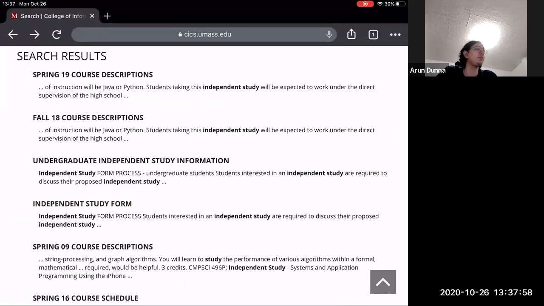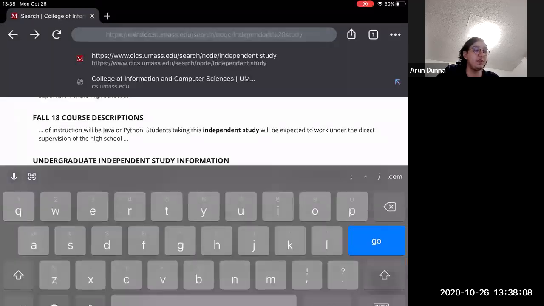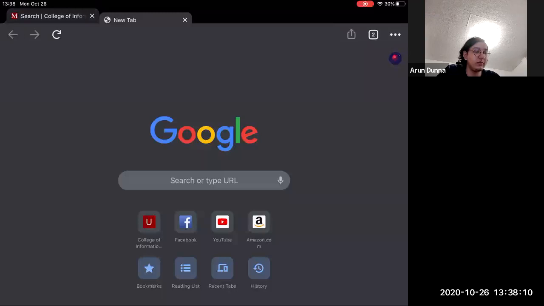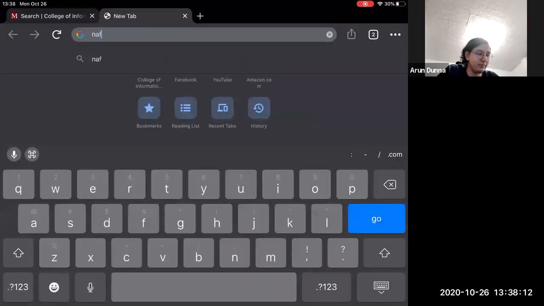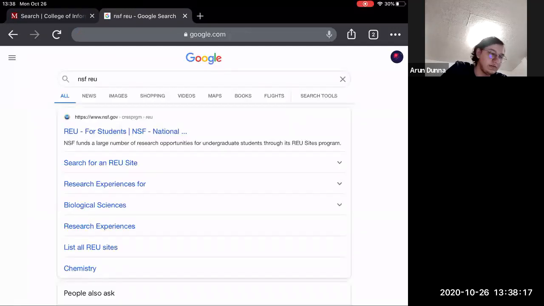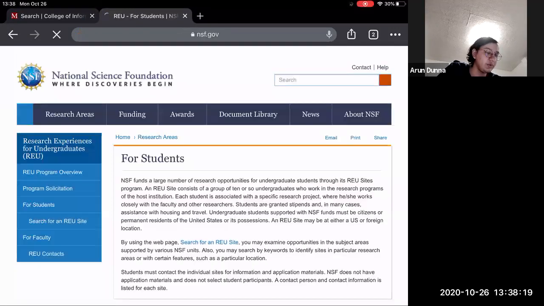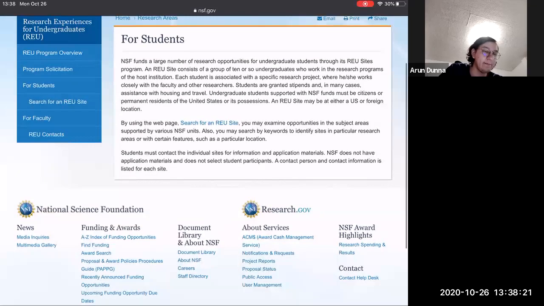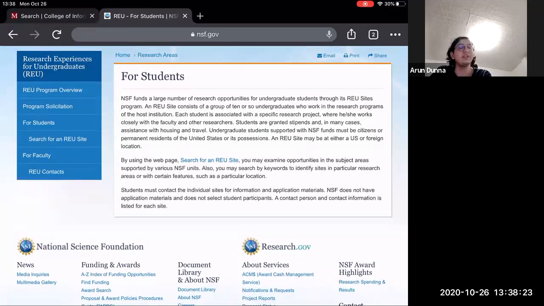Now, the second method of doing research that's not an independent study but still on the books is the NSF research experience for undergraduates, right? And the research experience for undergraduates is basically funded by the National Science Foundation for only US citizens. So note that you have to be a US citizen or permanent resident. If not, you can still do the independent study.